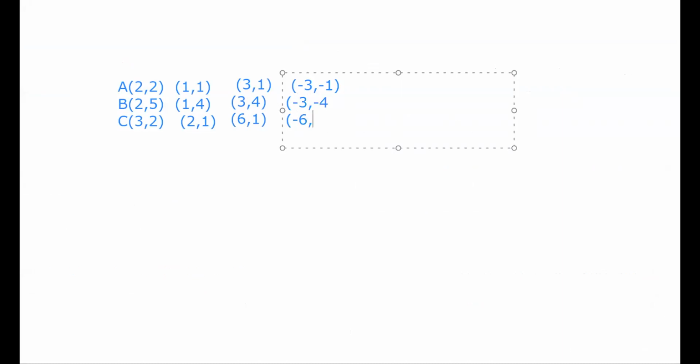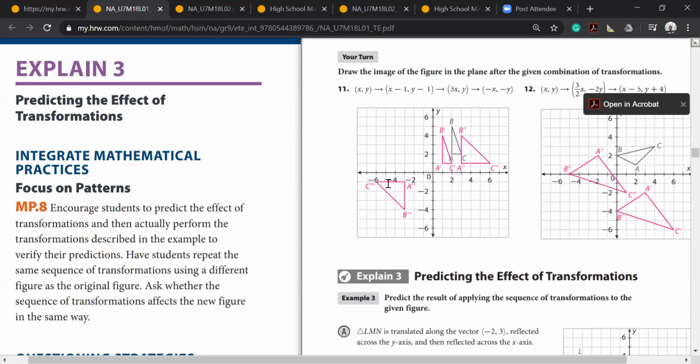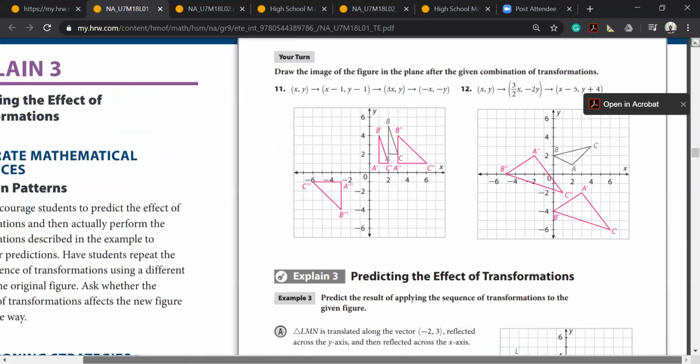And then what should you do? You should take all of these points and go grab them. A triple prime, B triple prime, and C triple prime. Go and grab them, and then you will be ending with a shape like this. So this will be your shape in the end. In the same way, you are going to do question 12, and this will be your model answer.